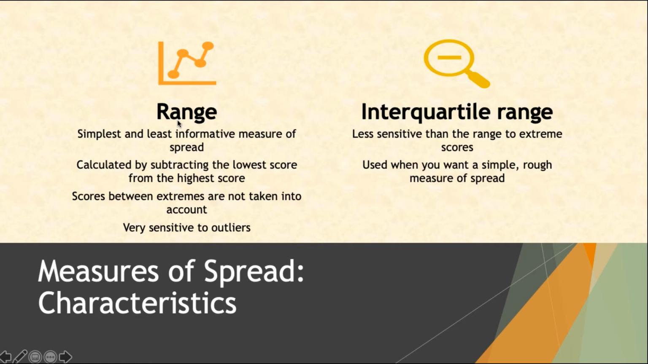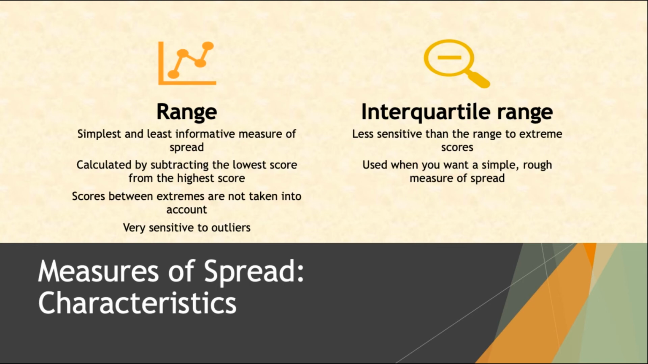The range is the simplest and the least important measure of spread. To calculate the range, you simply subtract the lowest score from the highest score. In the baseball example, the range for player 1 is 0.202 and the range for player 2 is 0.008. The two problems with the range are that it does not take into account the magnitude of the scores between the extremes and that it is very sensitive to outliers in the distribution.